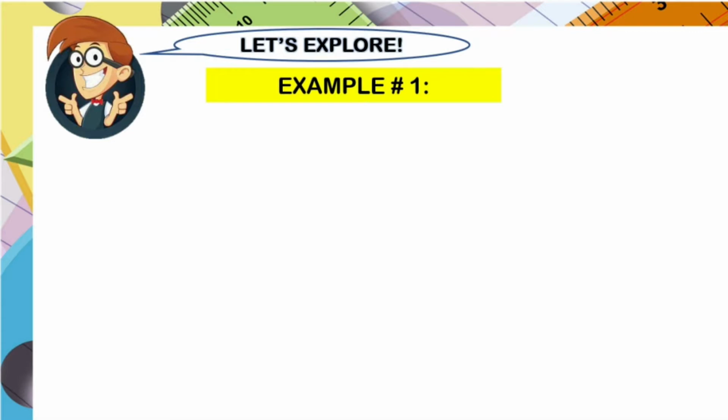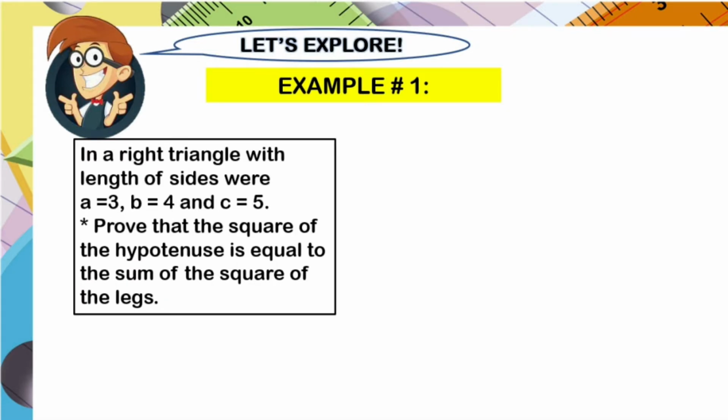For us to prove that the Pythagorean theorem works, let us answer this first example. In a right triangle with the lengths of sides where A is equal to 3, B is equal to 4, and C is equal to 5, let us prove that the square of the hypotenuse is equal to the sum of the squares of the legs.